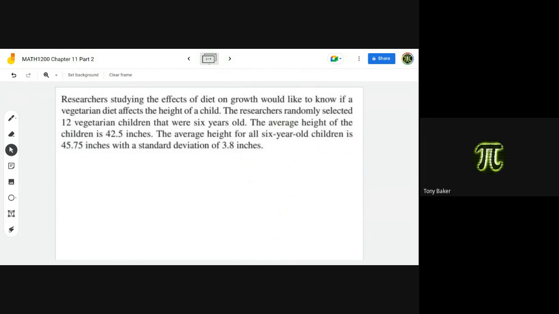Researchers are studying the effects of diet on growth. They want to know if a vegetarian diet affects the height of a child. So they selected 12 vegetarian children that were 6 years old. The average height of the children that they studied was 42.5 inches. The average height of all 6-year-old children is 45.75 inches with a standard deviation of 3.8 inches.